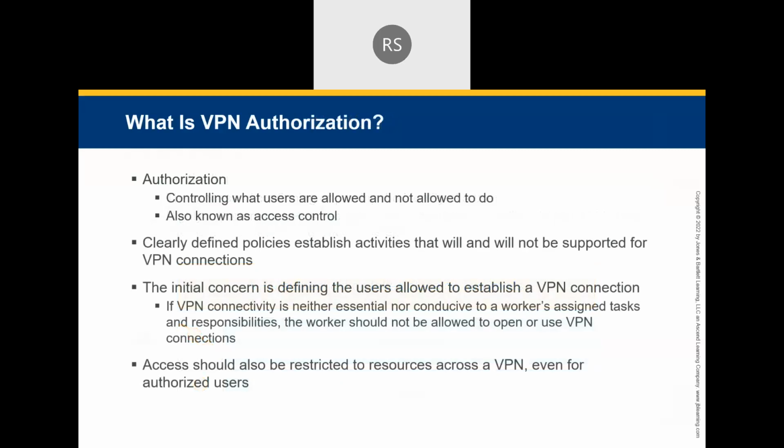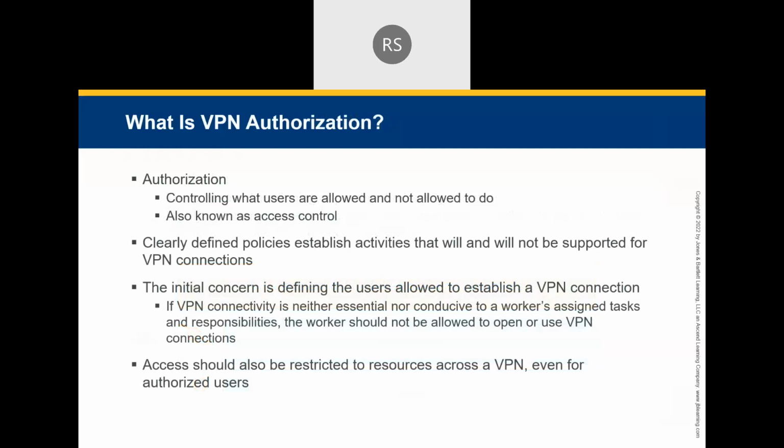Now, VPN authorization involves controlling what users are allowed and not allowed to do within the system or network. This is something that's also known as access control. This is something that we clearly define in the policies. So you have those clearly defined policies, and those will establish the activities that are supported or restricted for VPN connections. The primary focus is on defining the users permitted to establish a VPN connection.